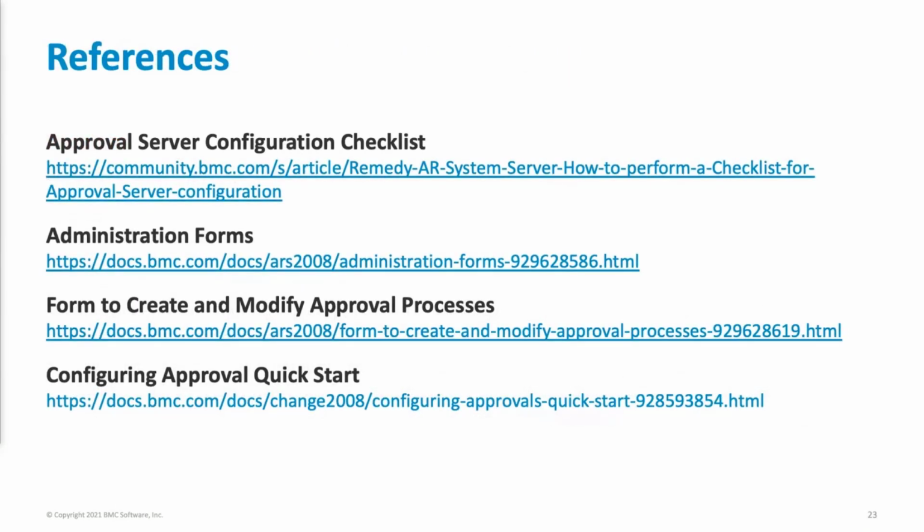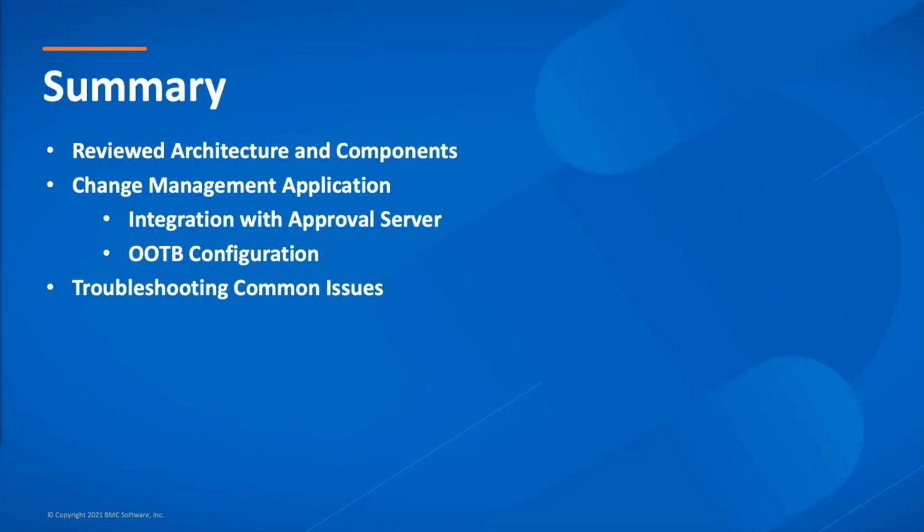In this section, we have highlighted references to key documentation: the Approval Server configuration checklist document, and administration forms, forms to create and modify approval processes. These document references are very helpful to configure and administer change management approval processes.